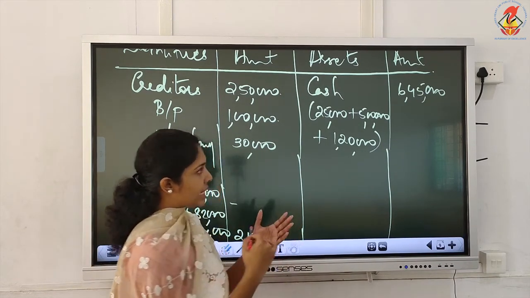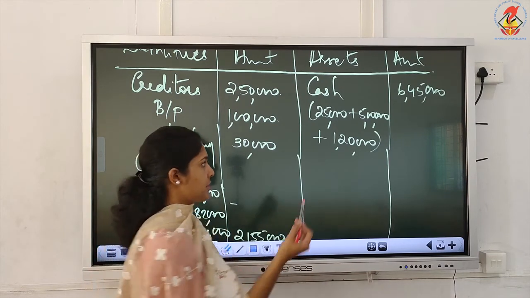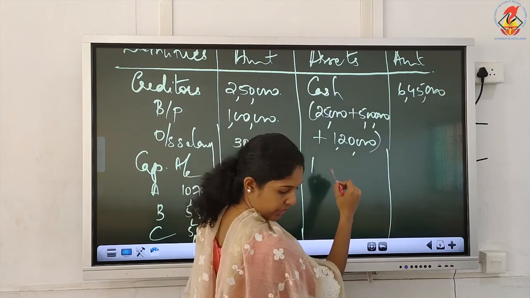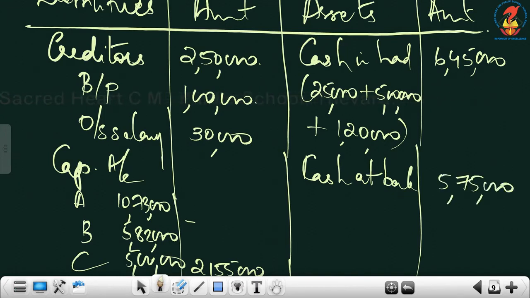We added all those. In your textbook, if you see, they have added it with your bank. That's also correct. Next is cash at bank, or simply bank also you can write, cash at bank. This is cash in hand. Then cash at bank is 5,75,000. Again, no need to add those figures. So 5,75,000 we wrote. Then debtors. Is there any change in debtors? Just read your adjustments. Debtors, there is no change. Directly you take 50,000.